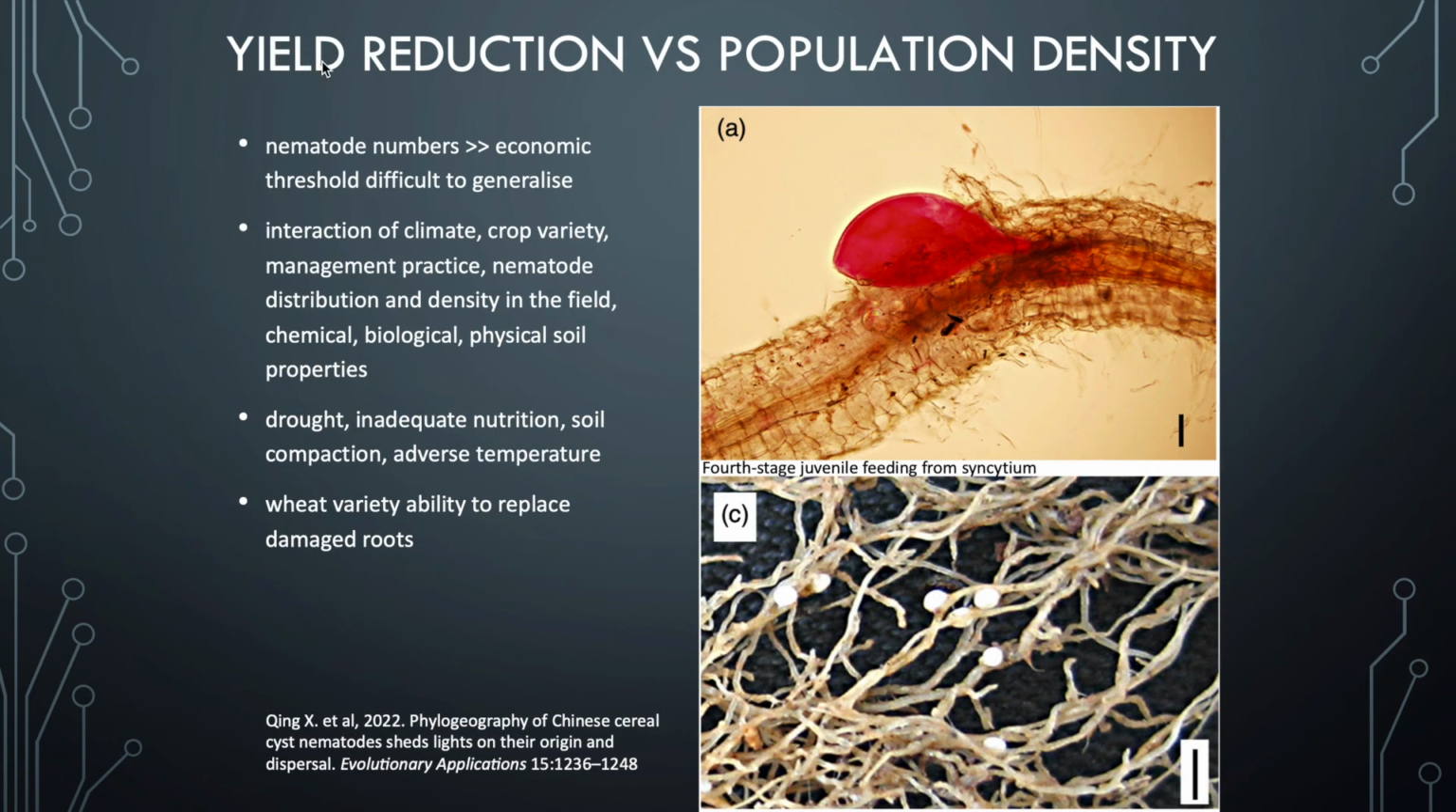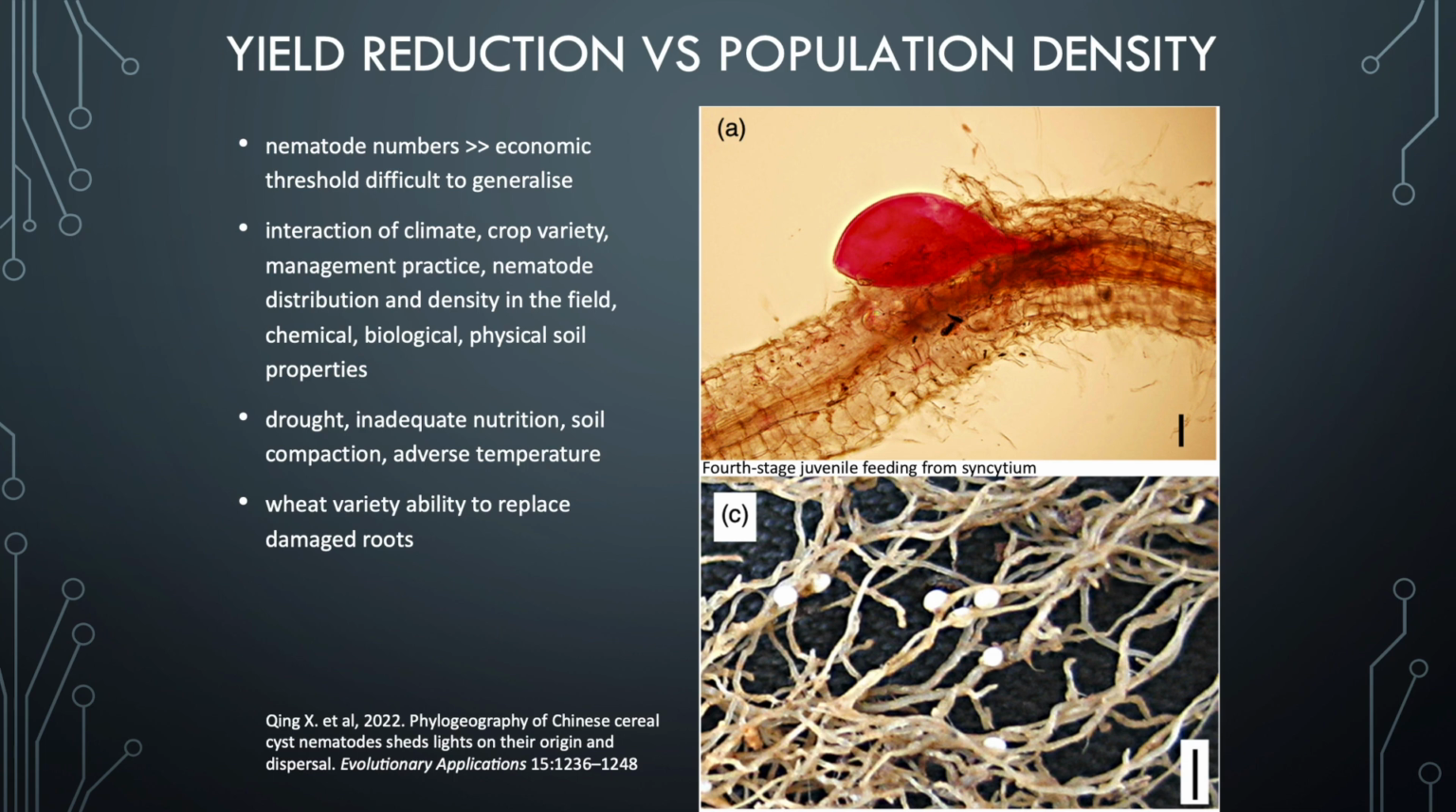So there have been various attempts to estimate the yield reduction caused by cereal cyst nematodes with regards to the population density or the numbers of nematodes in the soil or number of cysts. However, it is difficult to actually make a connection between original nematode numbers or the nematode load and its relationship to economic threshold at which they become detrimental to crop yield. So these generalizations are difficult to make because they are quite specific to each individual farm.